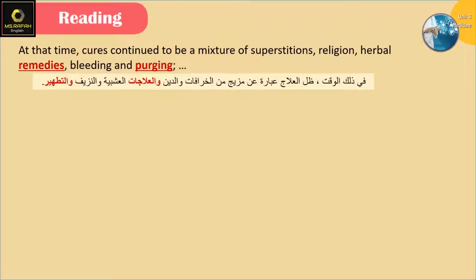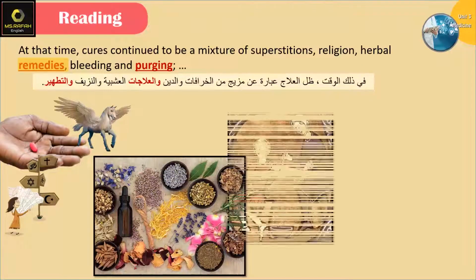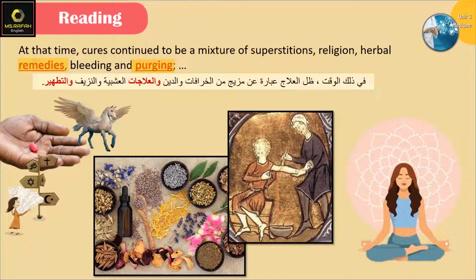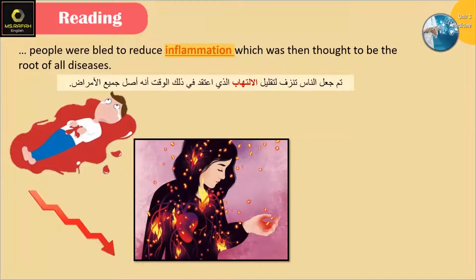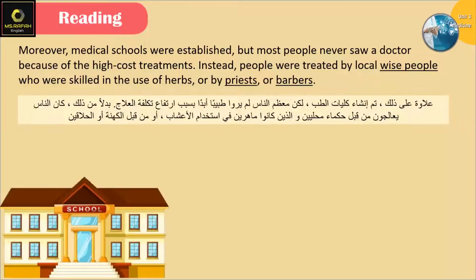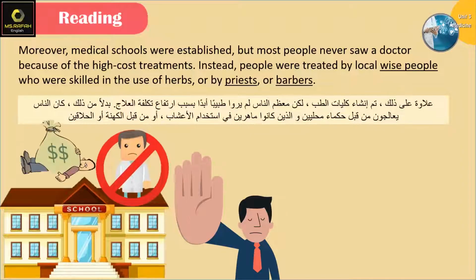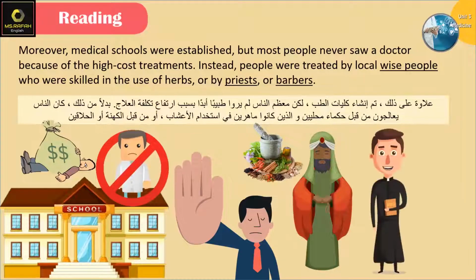At that time, cures continued to be a mixture of superstitions, religion, herbal remedies, bleeding, and purging. People were bled to reduce inflammation, which was then thought to be the root of all diseases. Moreover, medical schools were established, but most people never saw a doctor because of the high-cost treatments. Instead, people were treated by local wise people who were skilled in the use of herbs, or by priests or papas.